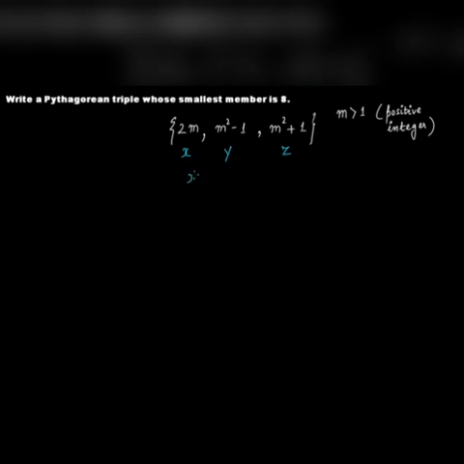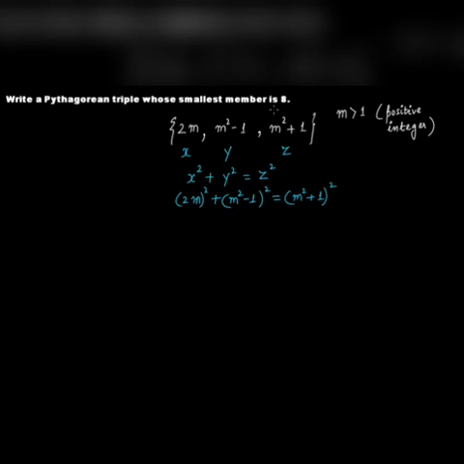From this we know that since it is a Pythagorean triple, x squared plus y squared is equal to z squared, where z is the largest of these three. It means that (2m) squared plus (m squared minus 1) whole squared is equal to (m squared plus 1) whole squared. And m squared plus 1 will give you the largest member. This is asking for the smallest member is 8.